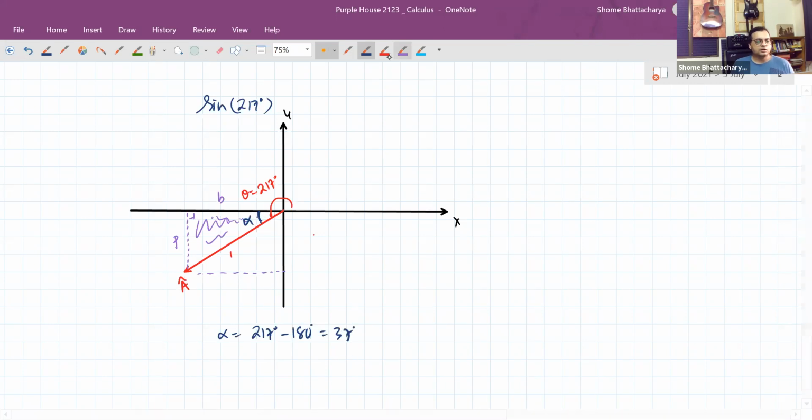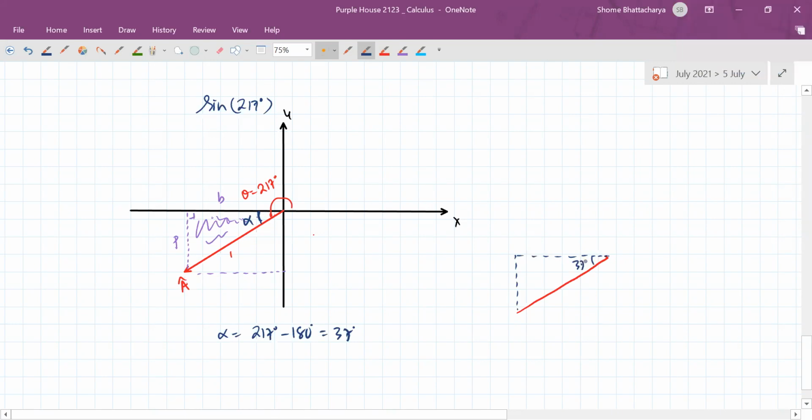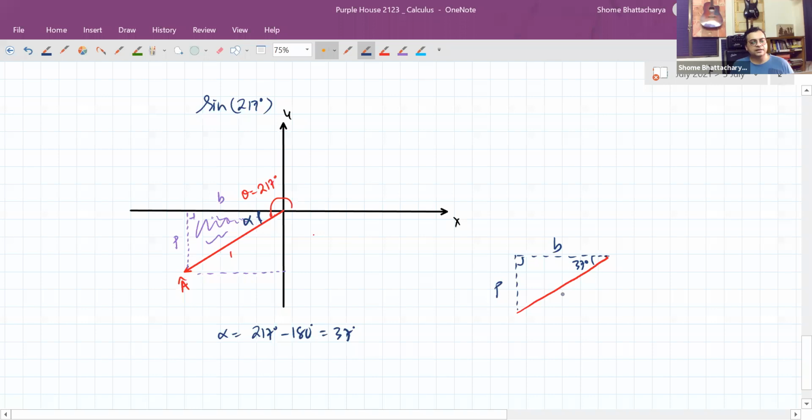Okay. So now I'll just draw that triangle separately. That triangle is our 37, 53, 90 kind of triangle, right? If this one has a hypotenuse equal to 1, how much should its base be? Base upon hypotenuse should be cos 37, so that's 4 by 5. So the base will directly become 4 by 5, because the hypotenuse is equal to 1.